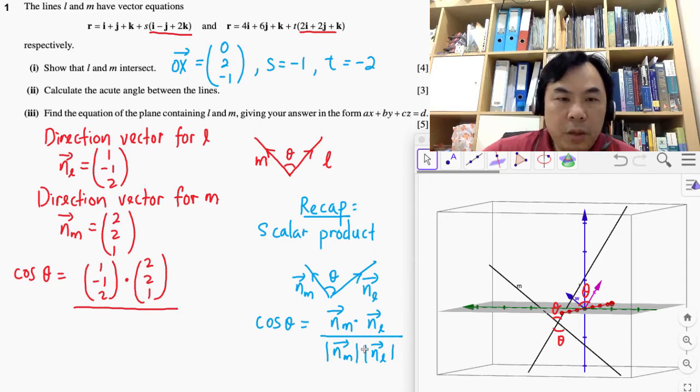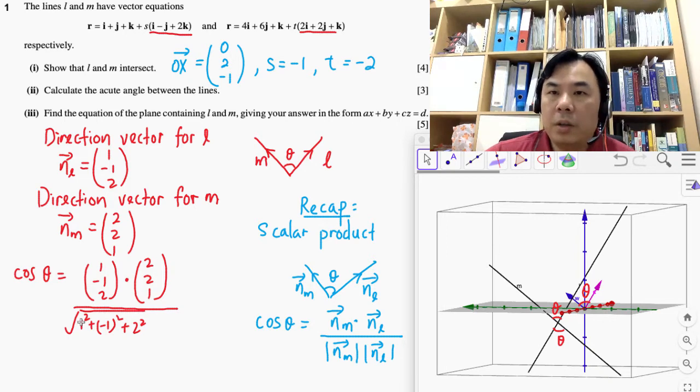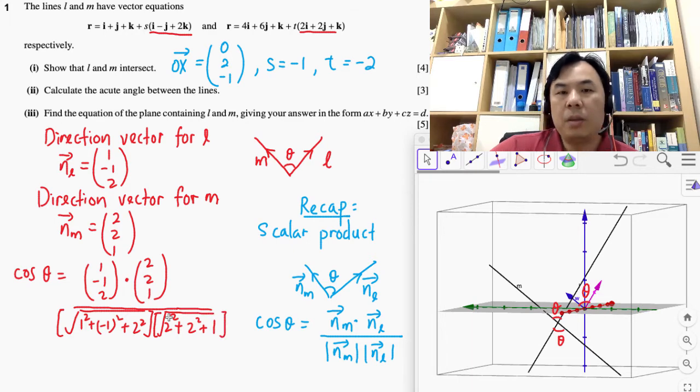Now the magnitude for each of these direction vectors is given by, for instance, for NM. Hold on, here I wrote it down as NL. Order is not important in this case. That will be the square root of 1 square plus 2 square, plus... that will be the magnitude for direction vector NL. Then we need to multiply that with, maybe I put a big bracket here, the magnitude of the direction vector for M, which is the square root of 2 square plus another 2 square plus 1. Don't forget the square root here. Now this is how it looks.